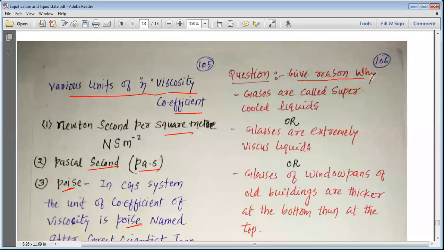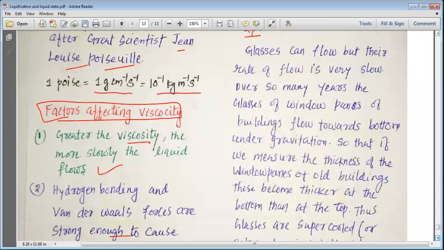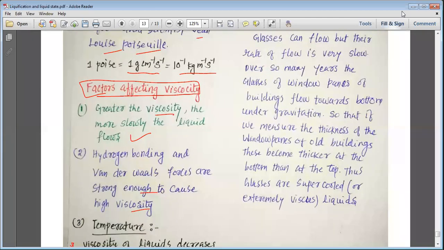Now a very important point about this: give reasons why glasses are called supercooled liquids, or extremely viscous liquids, or why glasses of window panes of old buildings are thicker at the bottom than the top. So these are the various points that can be answered by some very simple explanation. Let us have a look at that explanation, my dear students. Let us study the answer for all these questions.